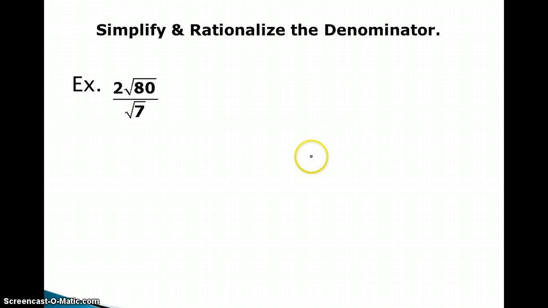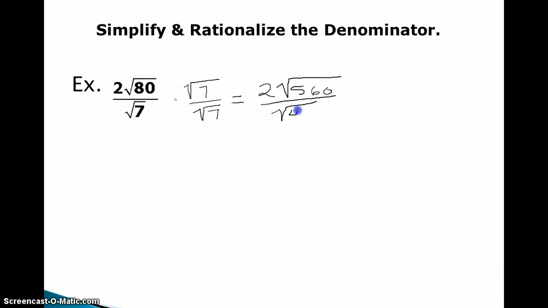This one you'll notice is a little bit different because we have a 2 out in front of that radical symbol. So again, I see I need to rationalize the denominator. Let's start by multiplying with the form of 1. So I'll multiply both numerator and denominator by the square root of 7. When I further simplify here, I'll leave the 2 outside that radical, and then I'll have the square root of 80 times the square root of 7, which gives me the square root of 560. And then my denominator will be the square root of 49, which is 7 times 7.